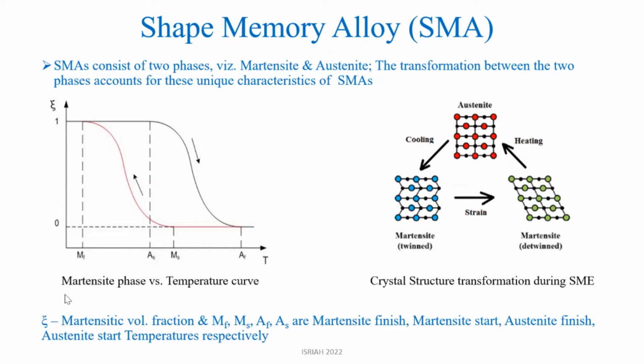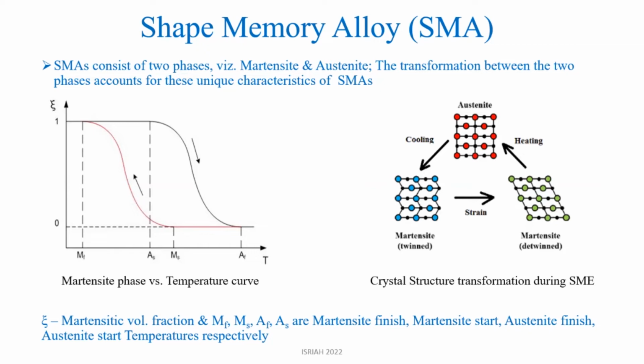Here is the martensite phase versus temperature curve. Actually, the martensite volume fraction, that is, the fraction of martensite present in a given sample of SMA, is denoted by xi. Xi denotes the martensite volume fraction of a given SMA sample. Okay, so xi is plotted along the y-axis and temperature is plotted along the x-axis. So start from here, from the austenite phase. Austenite phase is generally the high temperature phase, and it is the parent phase.